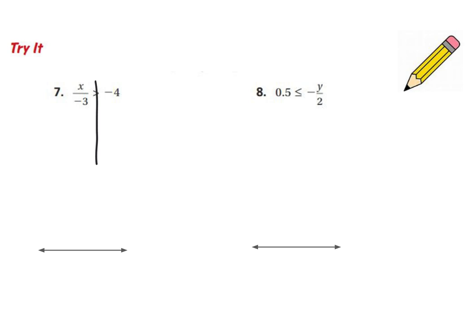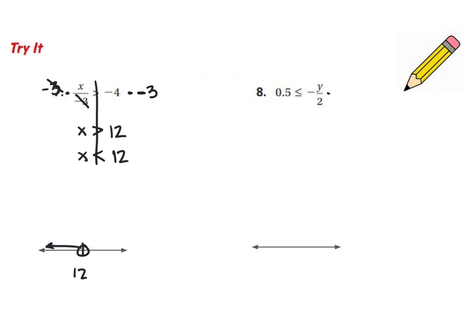For number 7, we're going to multiply both sides by negative 3. Negative 3 divided by negative 3 is 1, so we have x is greater than. And on the right side, a negative times a negative is a positive, and 4 times 3 is 12. However, we multiplied by a negative, so we need to flip our sign. X is actually less than 12. So an open circle with an arrow pointing to the left.